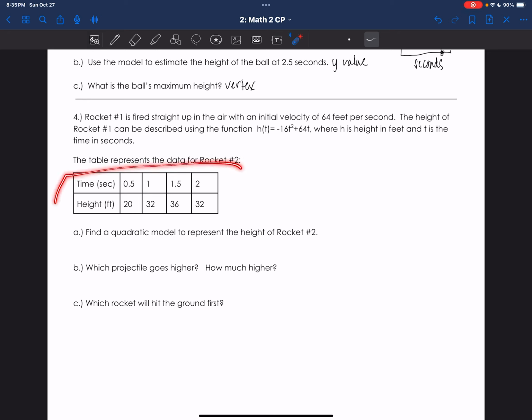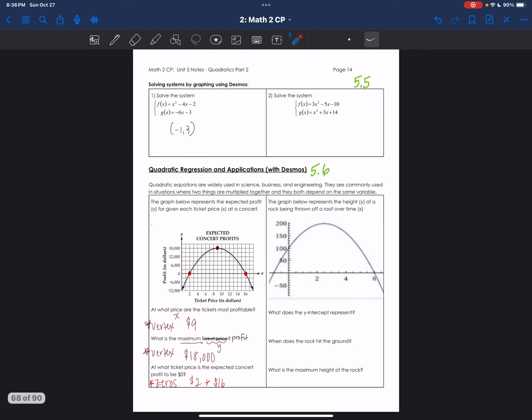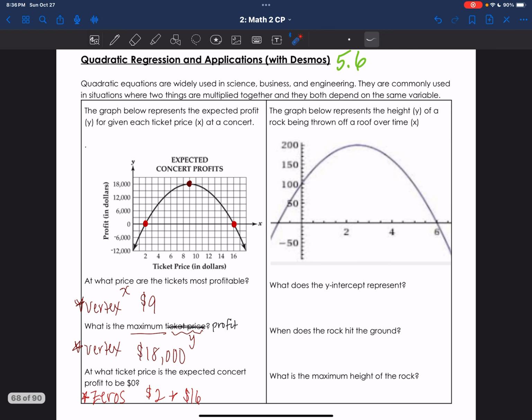using your equation. First do your table, then you're going to get your model, your equation there, and then which projectile goes higher and how much higher. So you have two different things. So you're going to graph this one, and then straight up in the air of rocket 1 and then rocket 1, rocket 2, graph both of those, and then you're going to figure out which one goes higher, how much higher, which rocket will hit the ground first. So you're going to go through, use Desmos, use those equations, and then look to see what makes sense. And that's how you do quadratic regression and applications with Desmos.